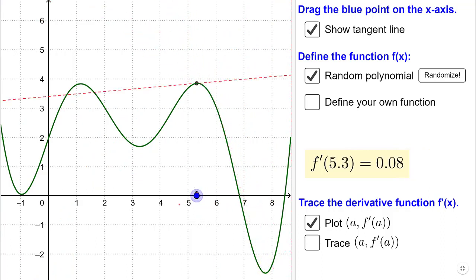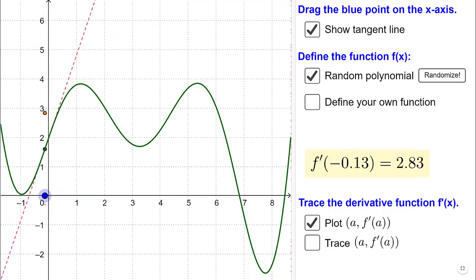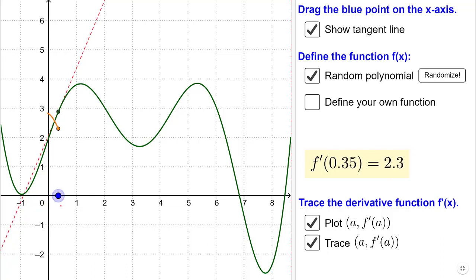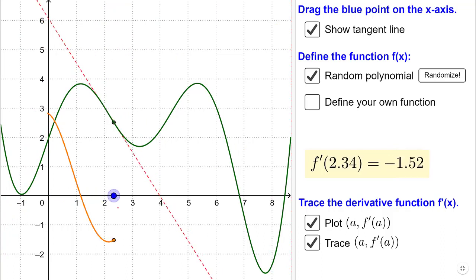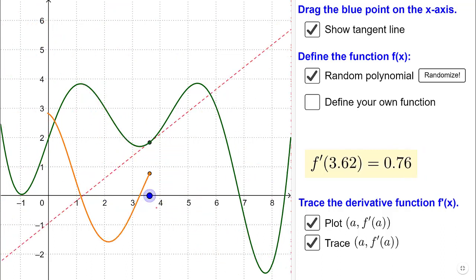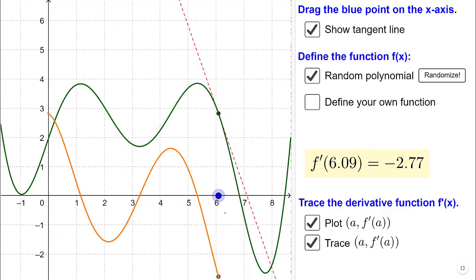Well, then finally, I actually want to trace that point. Here we go. And the curve that I end up with, that is the graph of the derivative function. That is the graph of f prime of x. So see how the derivative function works.